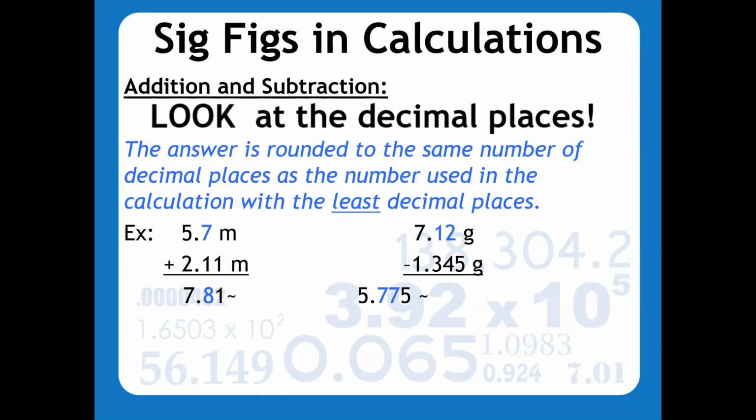In terms of rounding, if it's a 1 to 4, then you're just going to chop the number off. So in the case of 7.81, this would be just plain old 7.8 meters. In the number 5.775, notice that there's a 5 next to the 7. So that's going to round the 7 up so that your answer should be 5.78 grams. Notice I did bring the units down, and you want to make sure that you bring the units down as well.